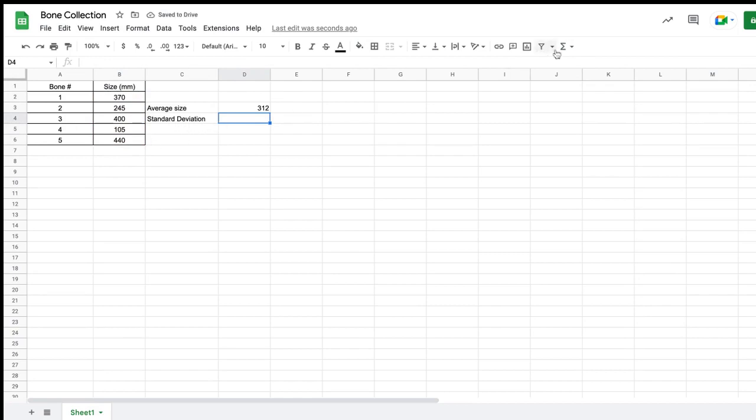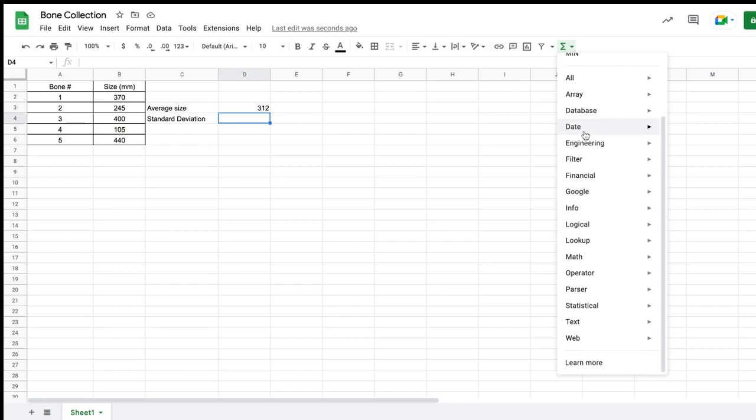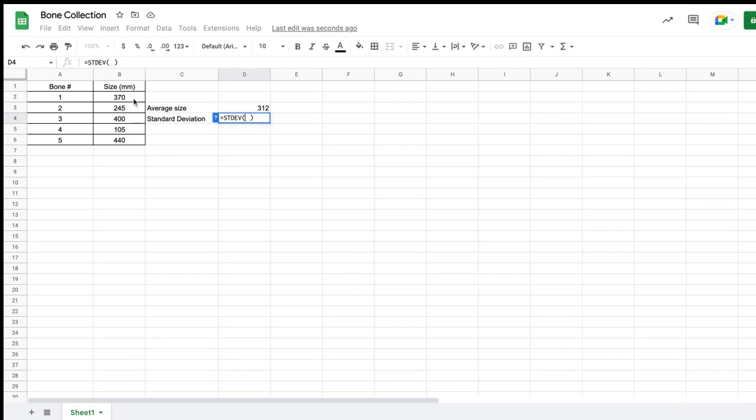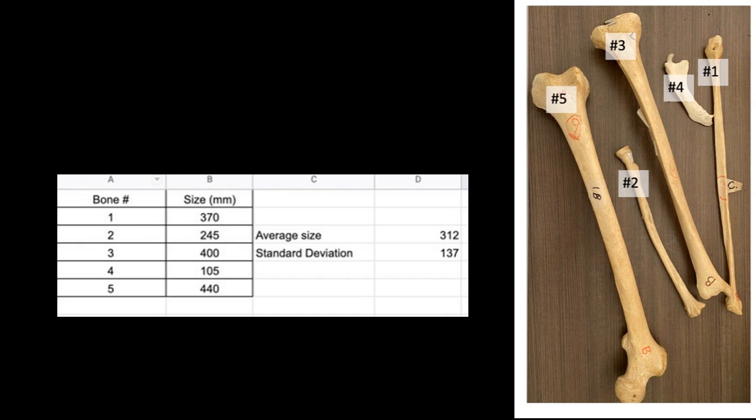an average. Standard deviation, go to the formulas, scroll on down to statistical, find standard deviation. I'm not going to explain the math, simply say do it. I do want you to understand what standard deviation means. So let's just clean this up. That's a big old decimal. Let's make it something manageable. So 137, we'll round up.